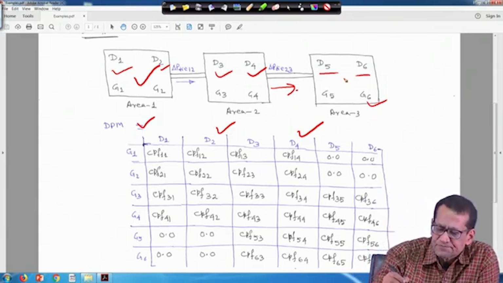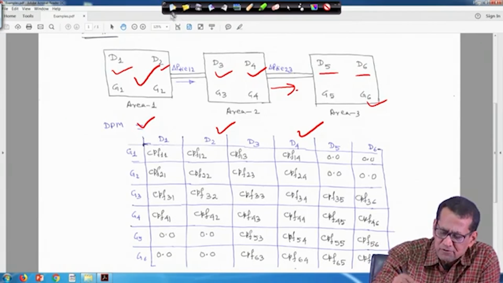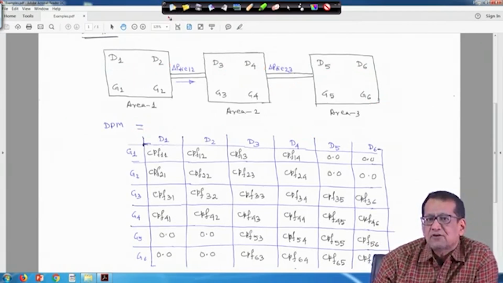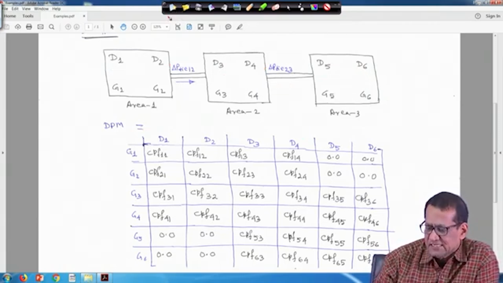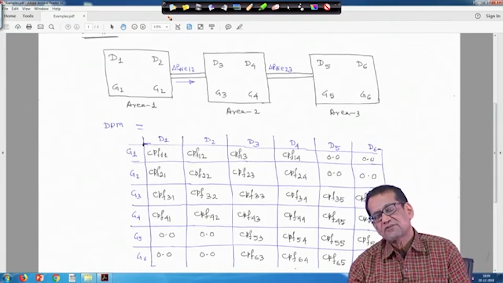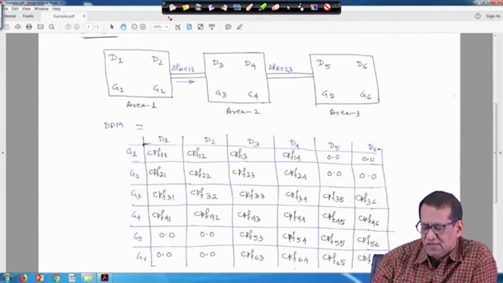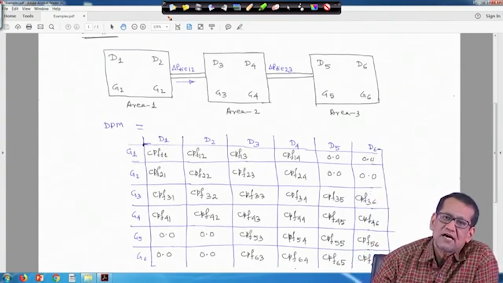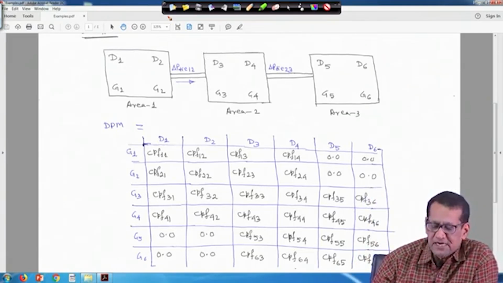Now, if you try to find out your contact participation factor in general, some of the elements, CPF 32 or CPF 43, may be 0. It depends on which DISCOs have contact with which GENCOs, but in general this is how you will make the DPM, the DISCO participation matrix.